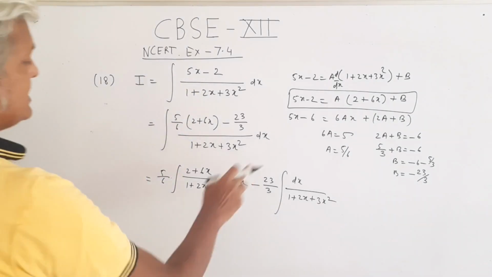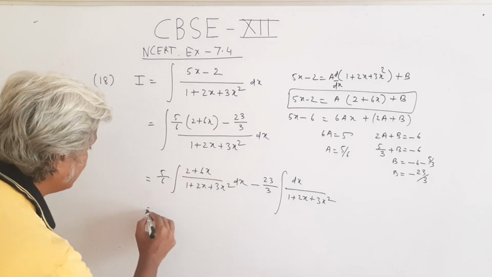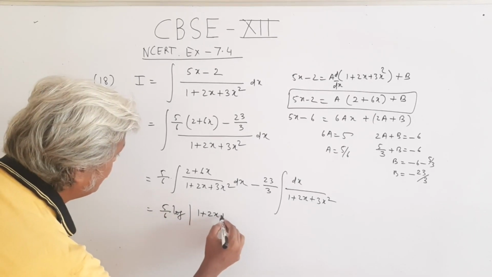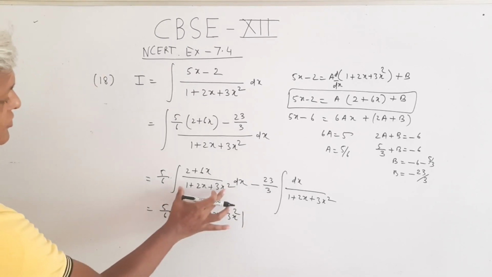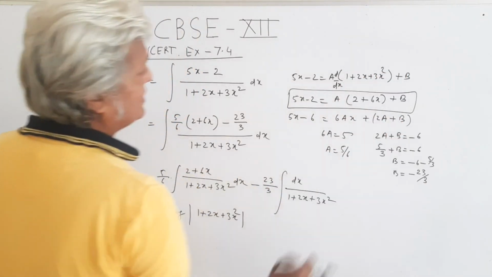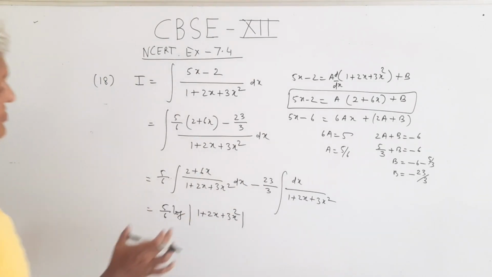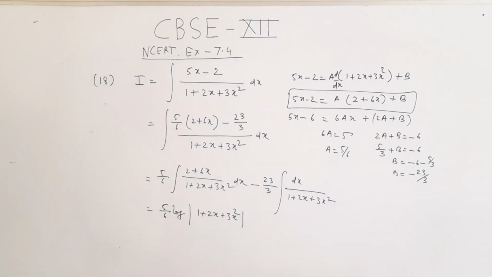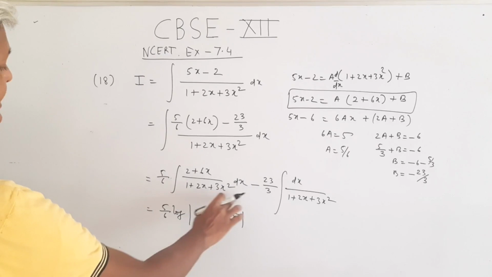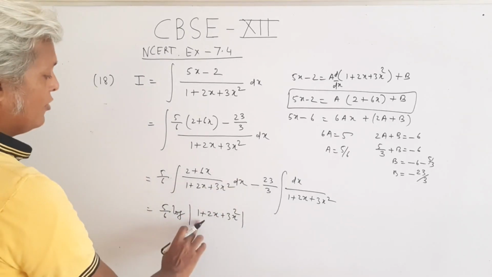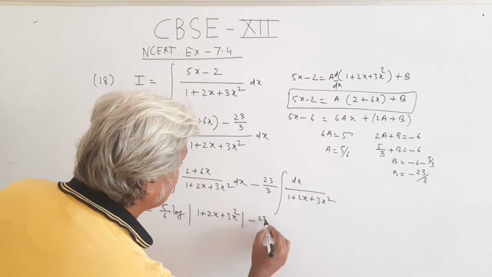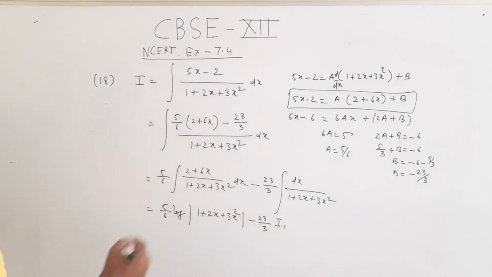Now this one, you know that if you take this as t, this is dt. So this one's integration is just directly 5 by 6 log mod 1 plus 2x plus 3x square. Because if you take this as t, now see, differentiation of 1 plus 2x plus 3x square is 2 plus 6x. It is exactly the differentiation of this, so it is perfectly fitting the form of integration of 1 over t dt, which is log mod t, and t is replaced by the value 1 plus 2x plus 3x square. This is your answer for this part. And the remaining part I write here as I1, because this is going to be different.